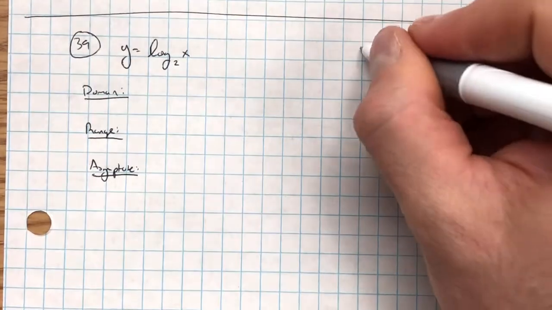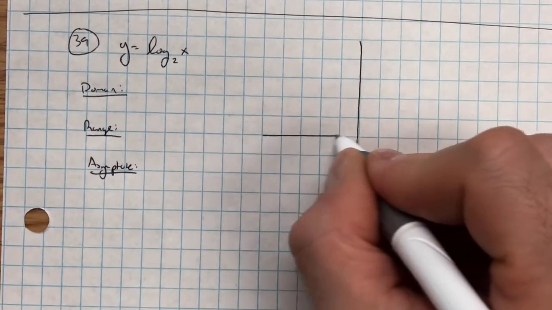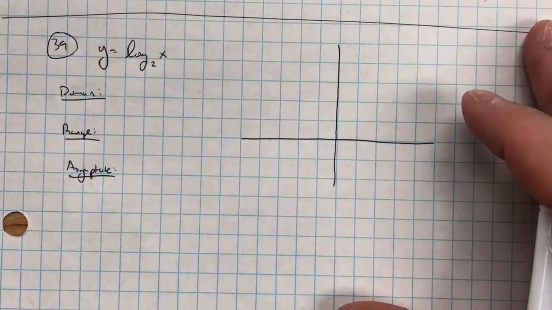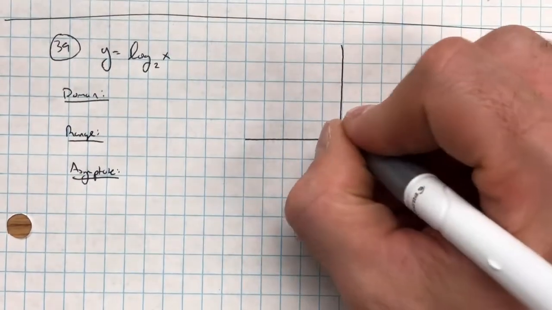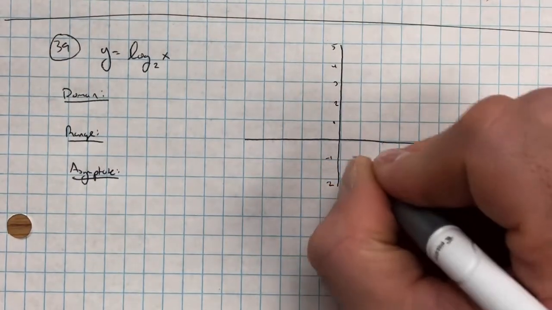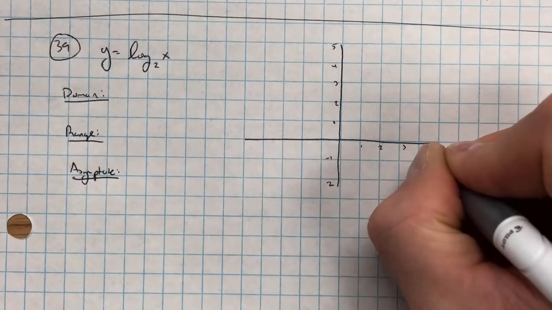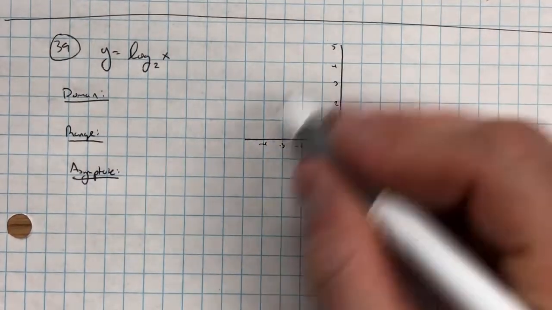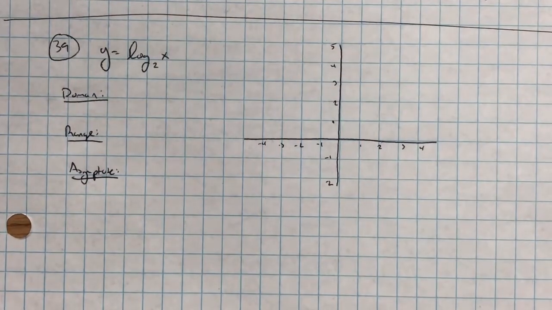First off, with a logarithm, let's go ahead and double check, make sure I've got the right scale on here. Again, this is a hard scale. The graph that they give you is going to be scaled exactly like this. So 1, 2, 3, 4, and 5, -1, -2, 1, 2, 3, 4. It must fit in this grid, no more, no less.